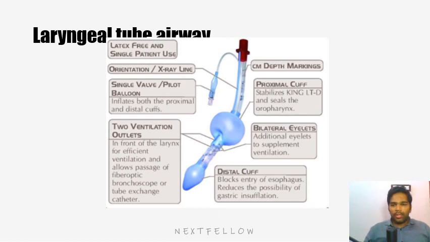This is the proximal cuff, which stabilizes the seal at the oropharynx. And here we have bilateral eyelets, so this helps in ventilation. Here two ventilation outlets are there. This is how it functions. This is the laryngeal tube airway.